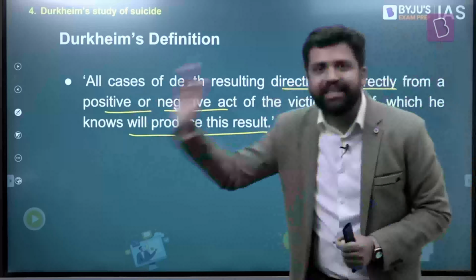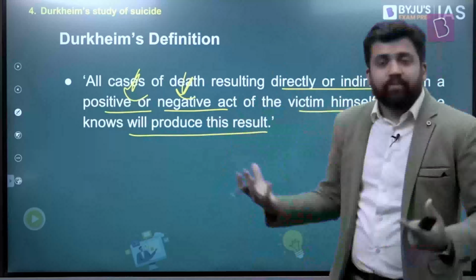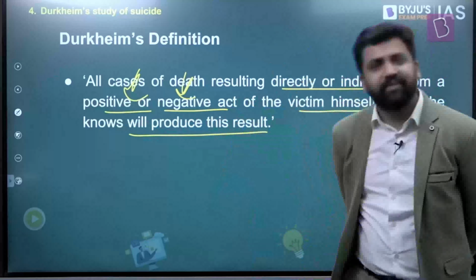For example, if a person takes a knife and stabs himself, he knows if you stab oneself, you will die. You will harm yourself and there will be bleeding and you will die. You are committing this act. It's a positive act. It's an act of commission. It is suicide. I know that if I don't eat food, if I starve myself, if I sufficiently starve myself, if I don't eat food for 30 days, 60 days, 90 days, eventually I will die.